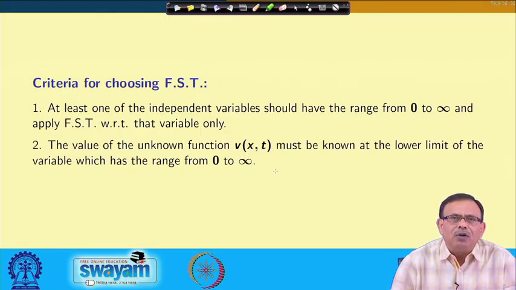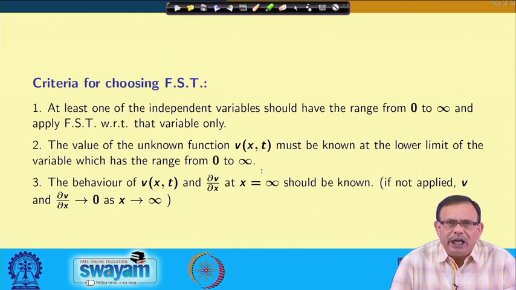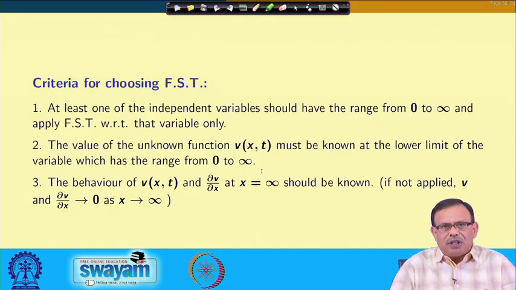Number 2, the value of the unknown function v x t must be known at the lower limit, that is at 0, of the variable which has the range. And number 3, the behavior of v x t and del v del x at x equals infinity should be known. Please note that behavior means what the possible values can be, what kind of values it can have. It may be constant or it may approach 0, whatever it may be. If it is not specified, then we assume that v and del v del x approach 0 as x approaches infinity. These conditions 2 and 3 we have shown over there, the reason for using this.